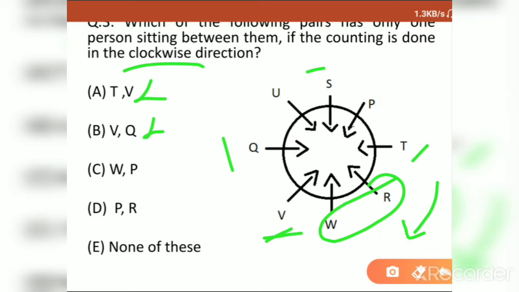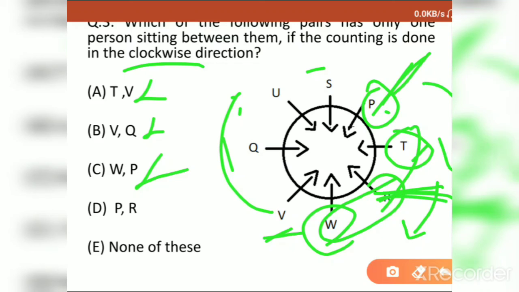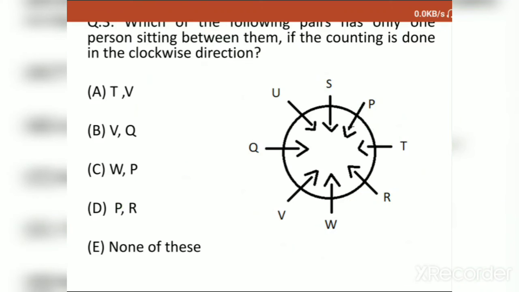No. W, P. How many are there? 2. Sorry, when you go clockwise, it will be 4. So this is also wrong. P and R. How many are there? 1. When you go clockwise, the answer will be D.